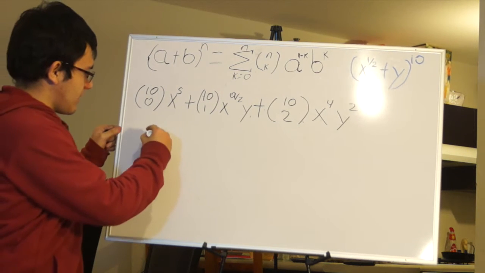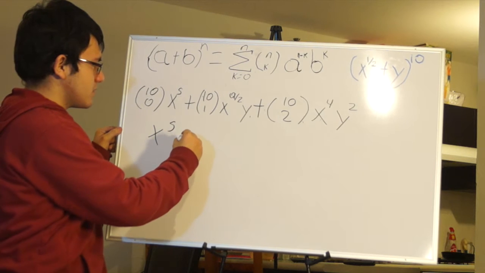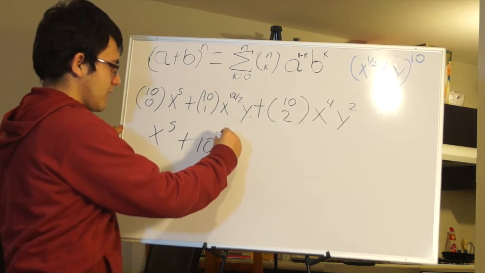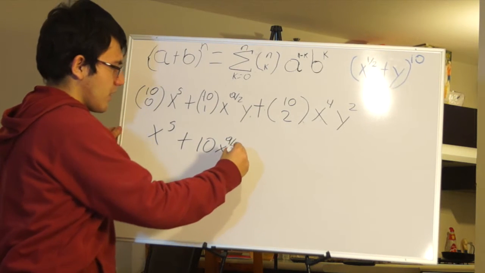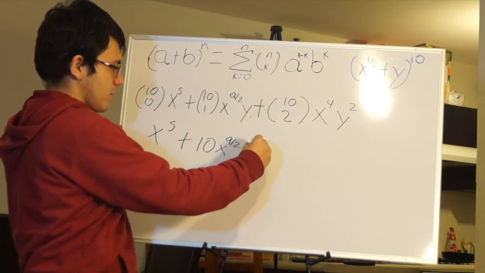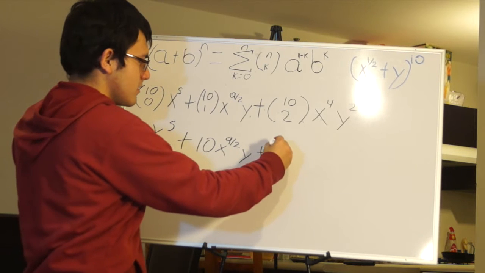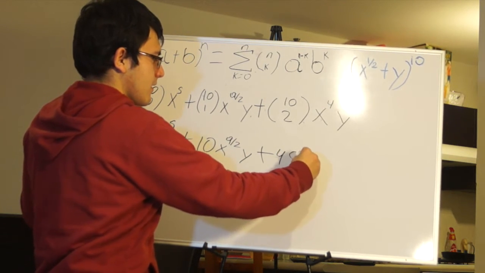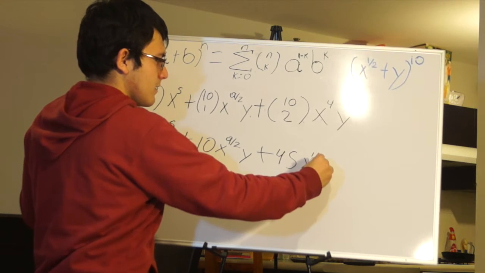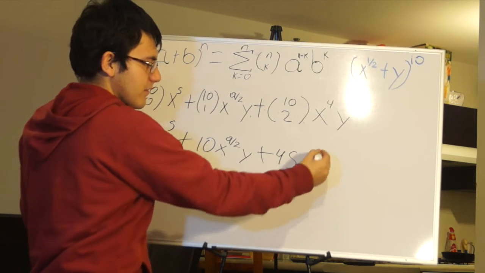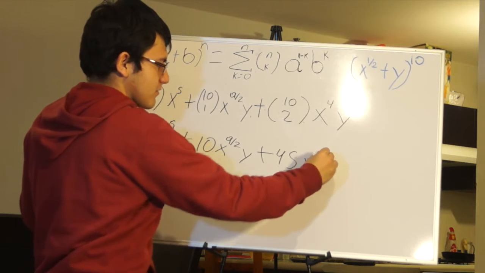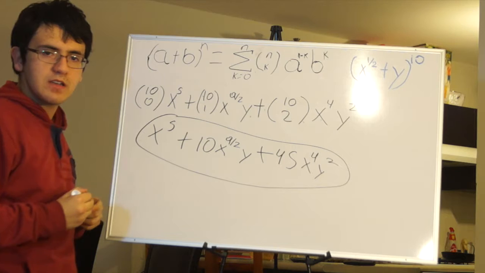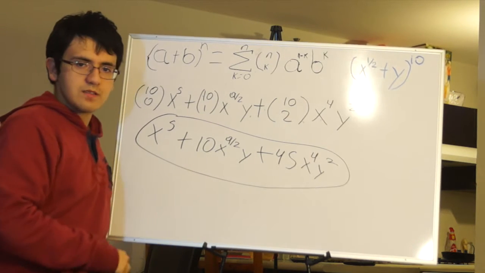So it would be x to the 5 plus 10 x to the 9 half times y plus 45 x squared times x to the 4 times y squared. So the ingredients or terms we need to make the dish are these.